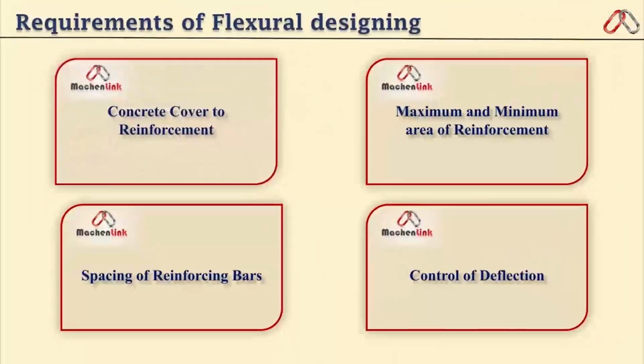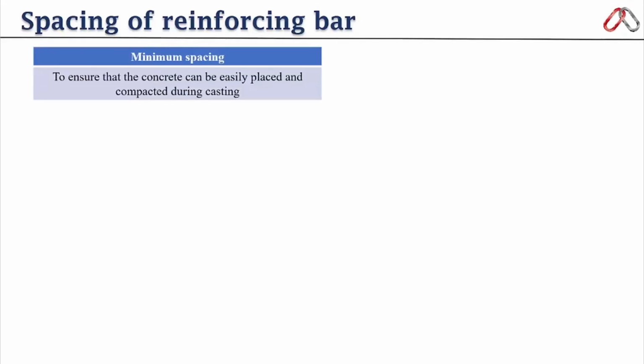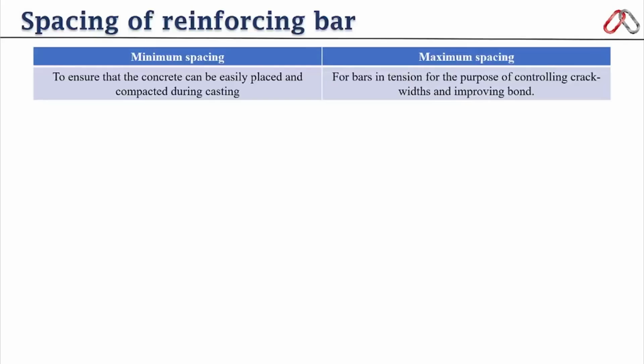Now let us move to the next important design requirement, that is spacing of reinforcing bars. It is necessary to provide space between reinforcing bars. First, the minimum spacing. We provide minimum spacing between bars to ensure that the concrete can be easily placed and compacted during casting. On the other hand, we provide the maximum spacing for bars in tension for the purpose of controlling cracks and improving bond between concrete and reinforcing steel.